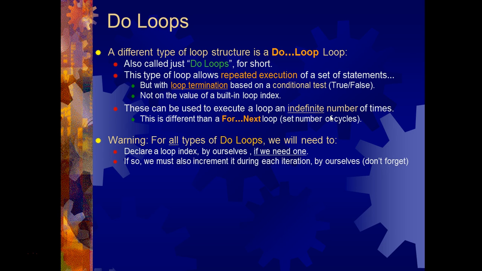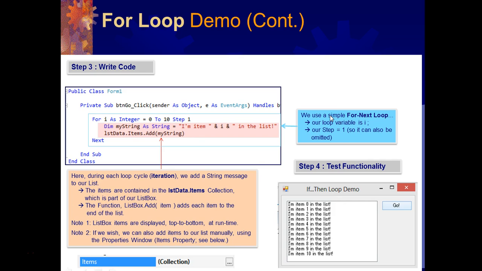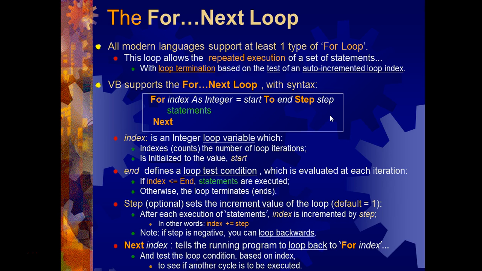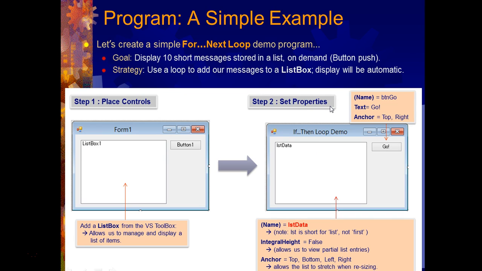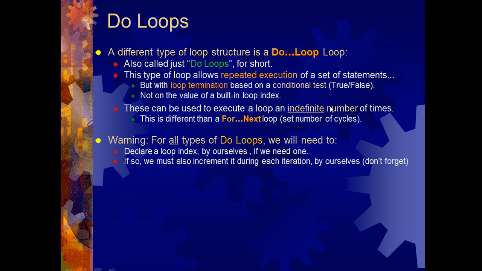So as I said, if you do for, you know it's going to run from start to end, that many iterations, of course, based on the step. But when you do the do while loop, you don't necessarily know how many times it's going to run. So it's an indefinite number of times. This is different than a for next loop, which has a set number of cycles.